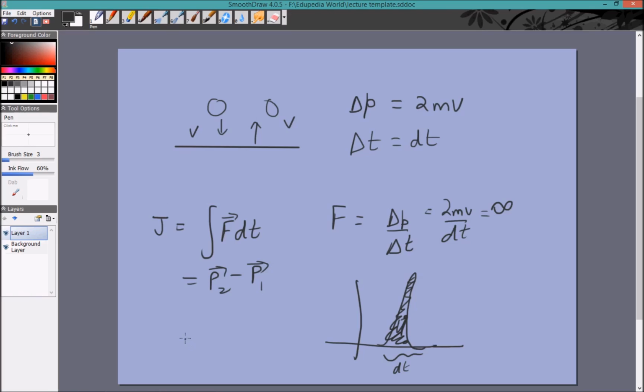So in this case, the impulse will be 2mv upwards. So instead of saying the wall applies a force of infinite newtons upwards, we say the wall applies an impulse of 2mv upwards. So this completes momentum. In the next lecture, we'll start learning about rotational dynamics.